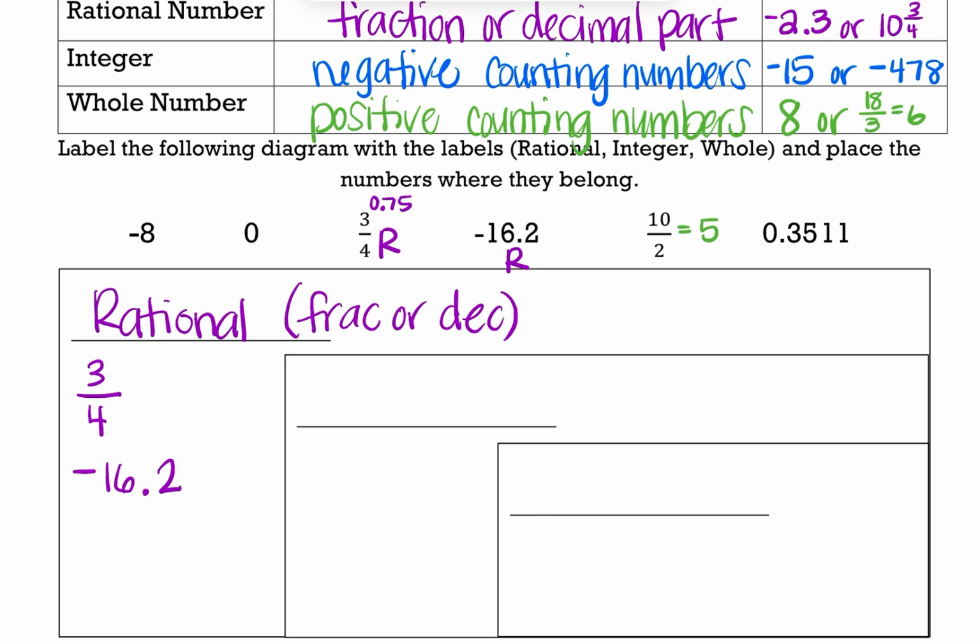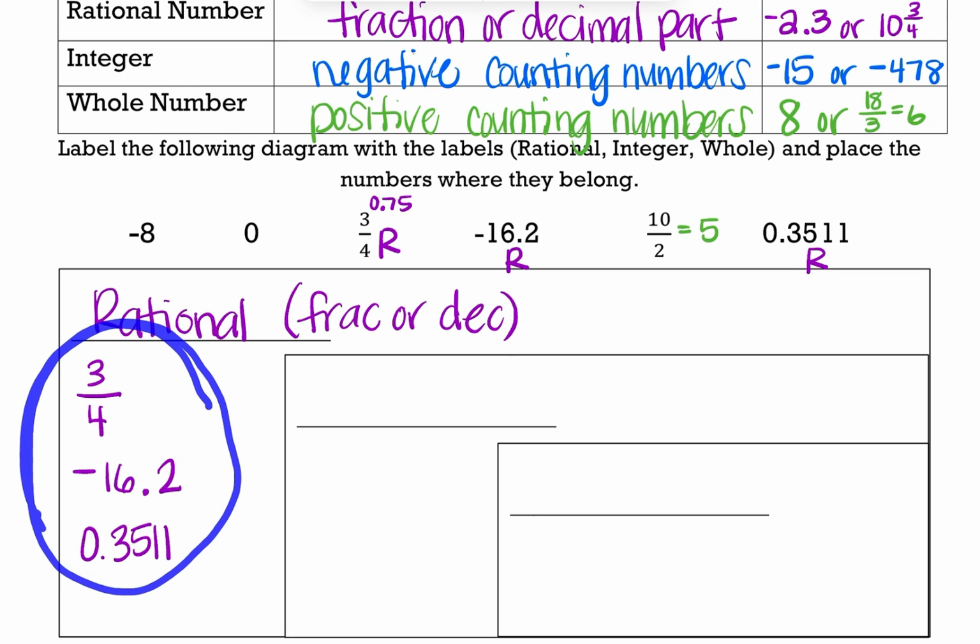And so 5 is, in fact, not a fraction or a decimal, so I'm going to skip that because it doesn't go in my rational section. And then my last one is 0.3511, and that is clearly a decimal, a very long decimal as well. So I'm going to label it with an R for rational, and put it in my rational number circle. So again, everything that lives out here has a fraction or decimal part.